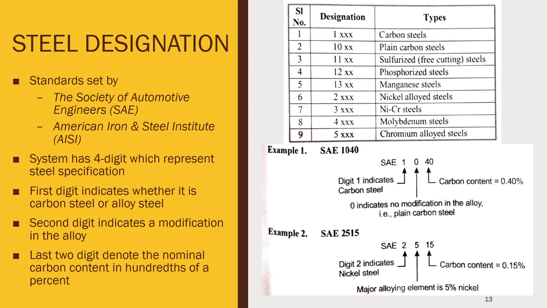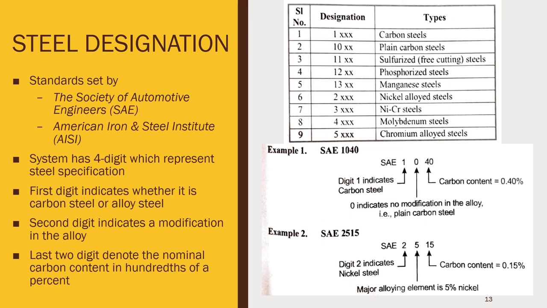In that 4-digit number, the first digit indicates whether it is a carbon steel or an alloy steel. Based on that number, we decide. The second digit indicates the modification in the alloys. So once we understand what type of steel it is, we can see what modification can be done. And the last two digits denote the nominal carbon content in hundredths of a percent. Whatever number is given in the last two digits, divide by 100, and that will be the percentage.